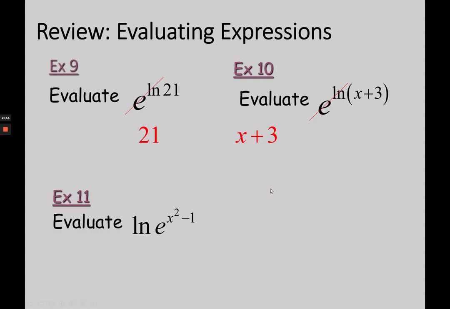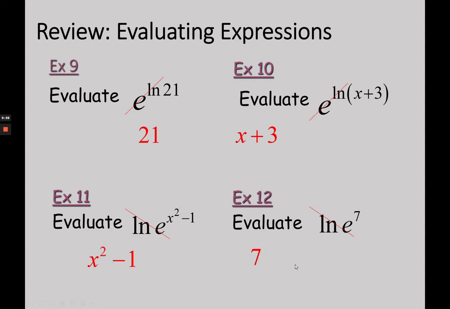How about ln of e to the x squared minus 1? Well, logarithm base e of e is equal to 1. The answer is the exponent, x squared minus 1, the power. Same goes here. The expression is equal to 7. Just remember, if you see this expression, they get cancelled, and the argument or the power is the answer.